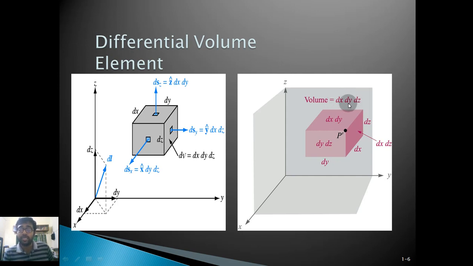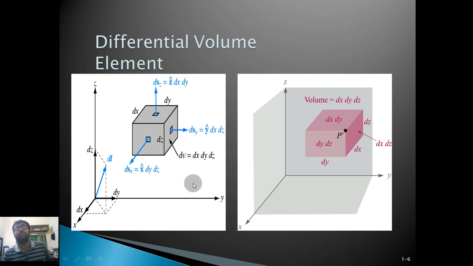Each dx, dy, dz represents a very small value of length, width and height. Now if we multiply these three, what will we get? We will get dv, the very infinitesimally small volume of this cube. Now this is the surface area.